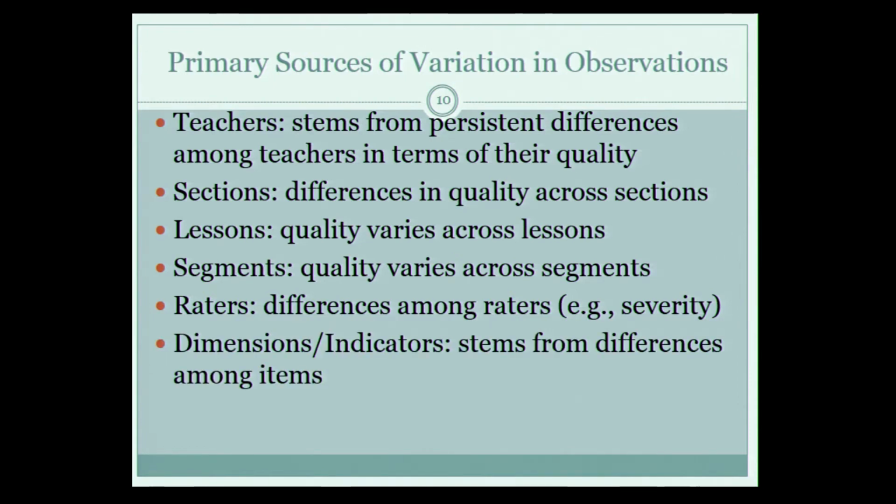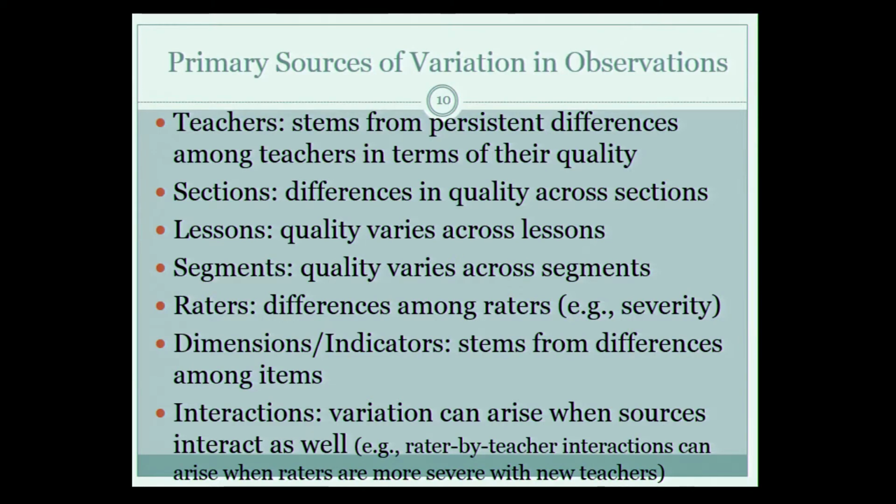And then we have variation that is often not considered, but there's actually variation at the item level, or the dimension or indicator level. And this stems from differences among items. In other words, a particular item may be more or less related to the underlying construct of interest. And so that can actually introduce construct-irrelevant variation as well.